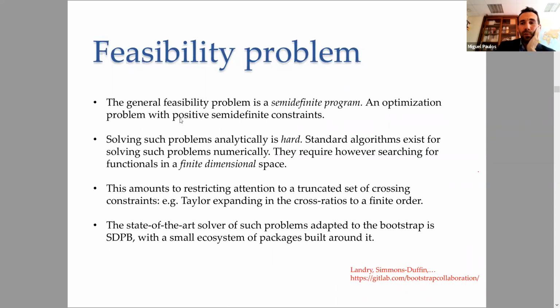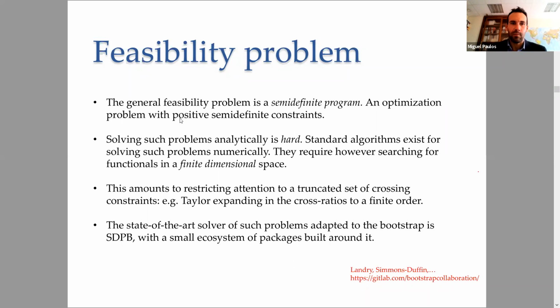So this problem of constructing such a functional subject to these constraints is known as a semi-definite program. It's just a well-known optimization problem, where you have some typically linear objective function subject to these positive semi-definite constraints. So of course, we cannot solve this problem analytically.